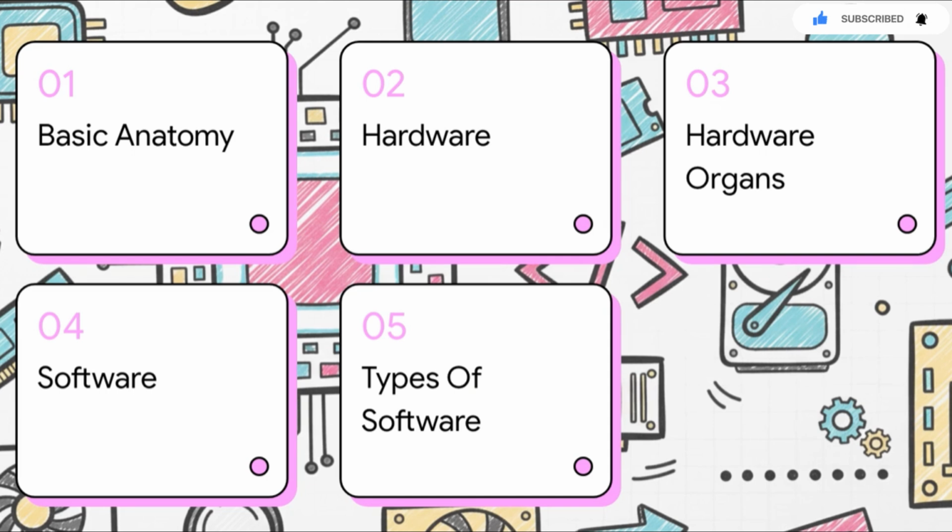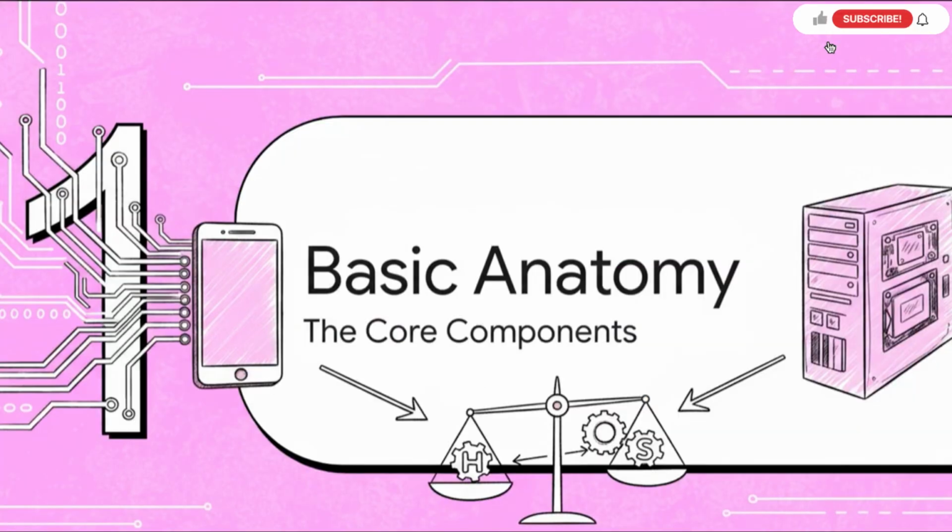1. Basic anatomy. 2. Hardware, the physical body. 3. Important hardware organs. 4. Software, the invisible mind. And finally, 5. Types of software explained. Starting right off with Section 1. Basic anatomy, the core components.